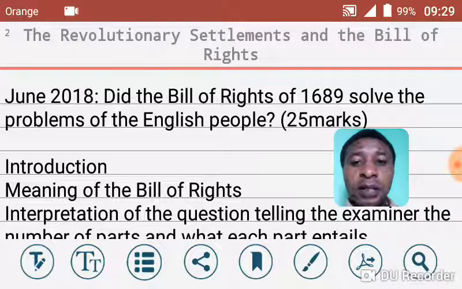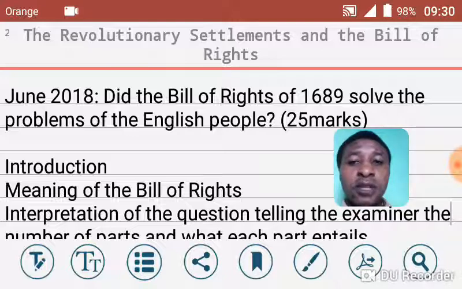We shall be looking at Advanced Level History, Paper 3, Section C. That is World History. And I would like us to look at a question that came in June 2018. Please take down the question. The question reads: did the Bill of Rights of 1689 solve the problems of the English people?